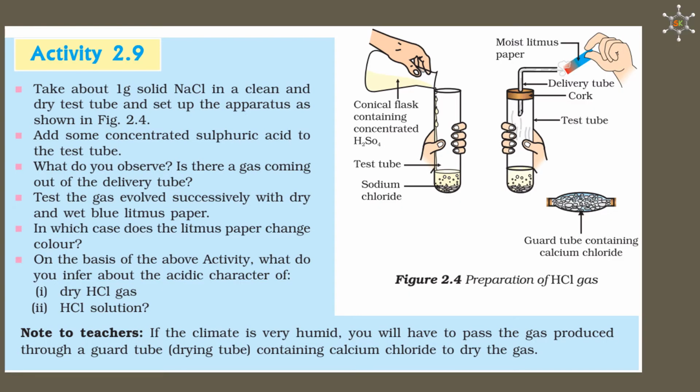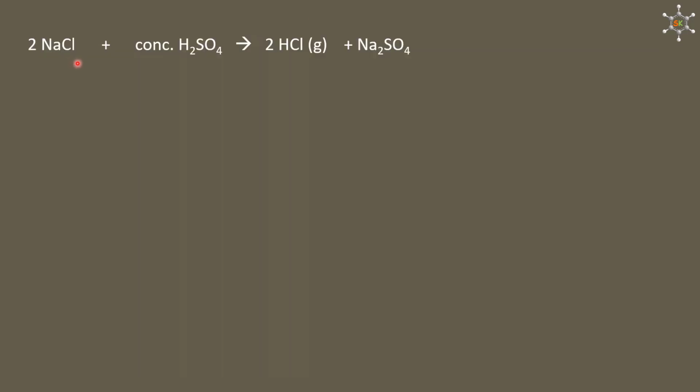Activity 2.9 is about acids and bases. In this activity, we take sodium chloride in a test tube and add concentrated sulfuric acid to it. After the addition of sulfuric acid, we close the mouth of the test tube using a cork having a delivery tube in it. In this experiment, sodium chloride reacts with concentrated sulfuric acid, releasing hydrogen chloride gas and Na2SO4.